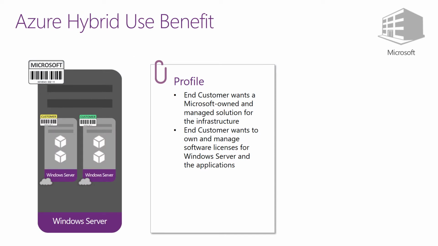This benefit, as its name indeed suggests, is all about Azure, and indeed is restricted to Azure data centers only at this time. And so I've got my Microsoft data center on the left hand side again, with two end customers running virtual machines. And if you look at the profile, you'll see that this extends the previous scenario. The end customer wants a Microsoft owned and managed solution for the infrastructure, but this time they want to own and manage licenses for both the application servers and Windows Server. And with the Azure Hybrid Use benefit, an end customer can take a Windows Server image that they've created on premises and provision it to Azure.